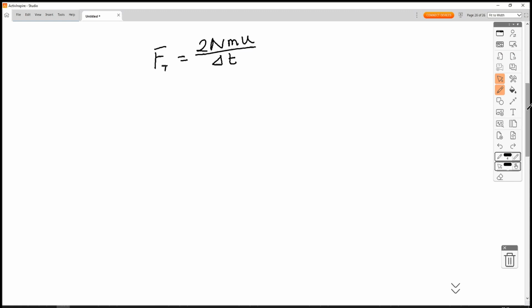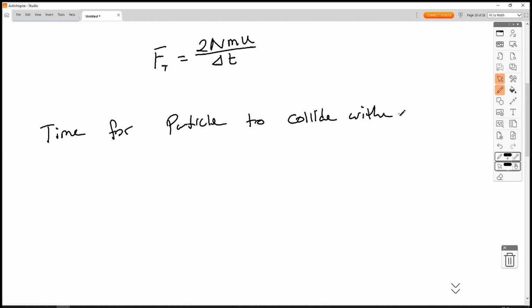And then we can say that there's a certain amount of time it takes for the particle traveling from one wall to strike the next wall and then come back again to strike the same wall again. So, time for a particle to collide with the same wall.